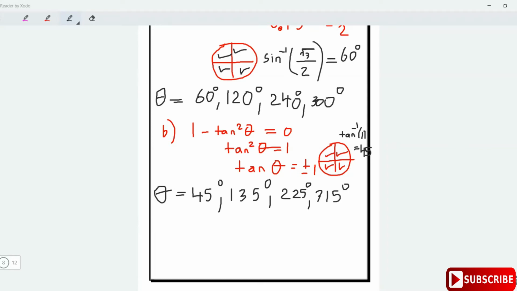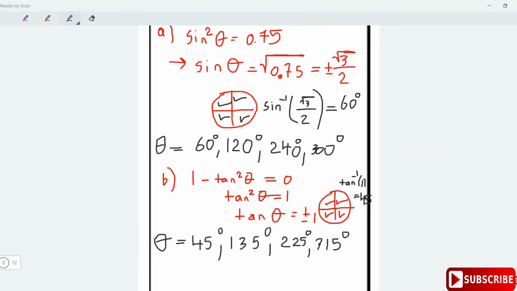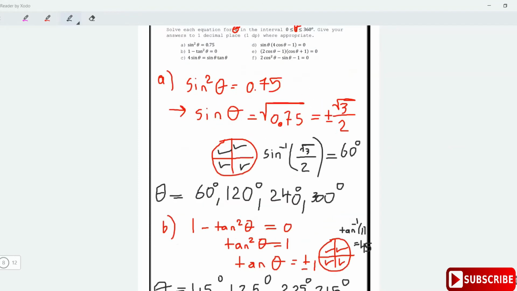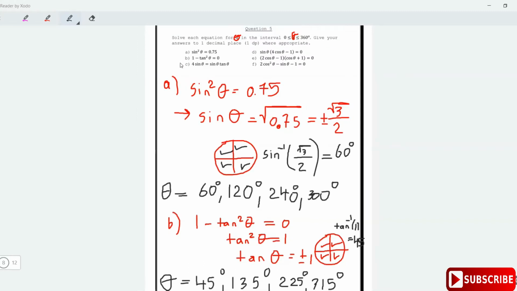That's what we get. Nice and easy, soft. That's how we do this question. Nice. Now let's look at part C.